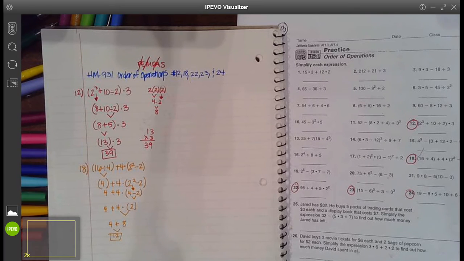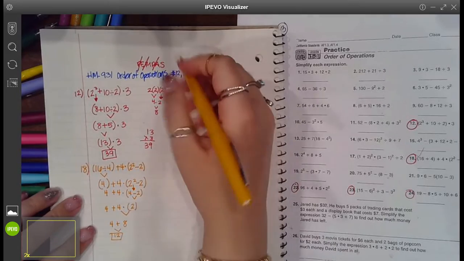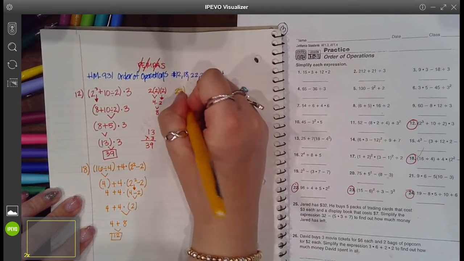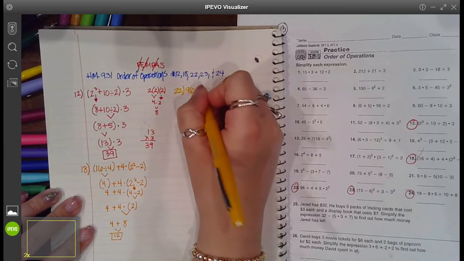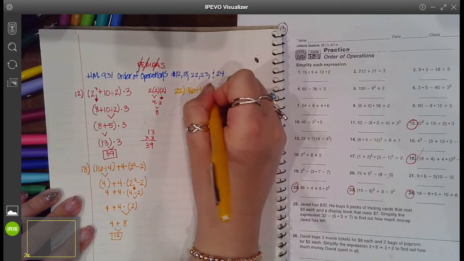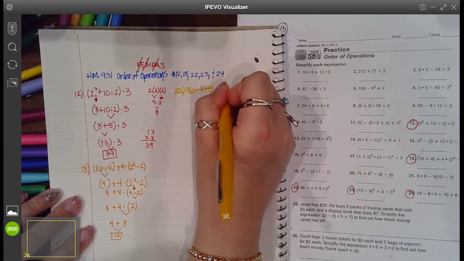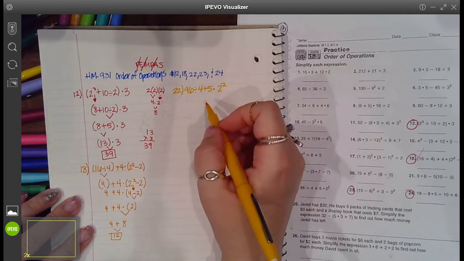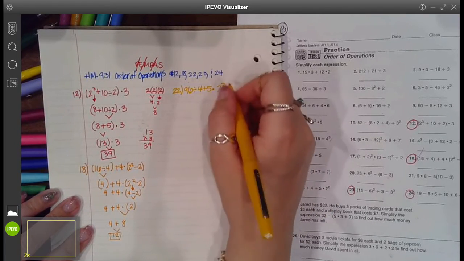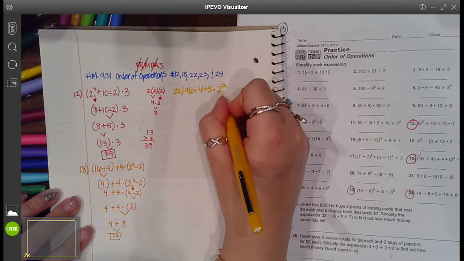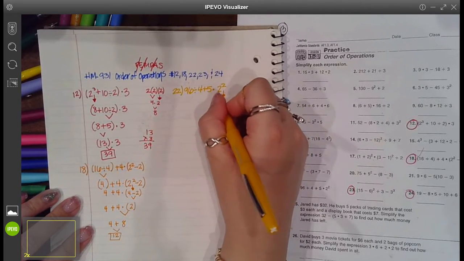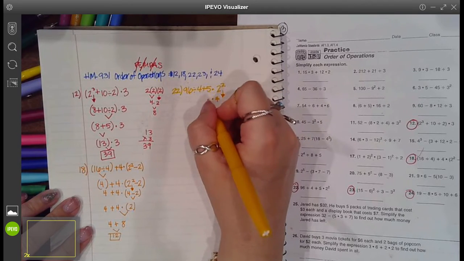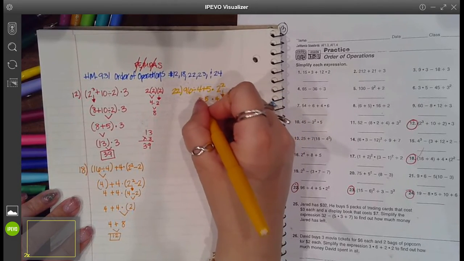Our next one, problem number 22. 22 says 96 divided by 4 plus 5 times 2 squared. Okay. Parentheses, no. Exponents, yes. Go ahead and bring down that exponent. 2 squared is 4. Okay, bring down the times 5 plus 4.